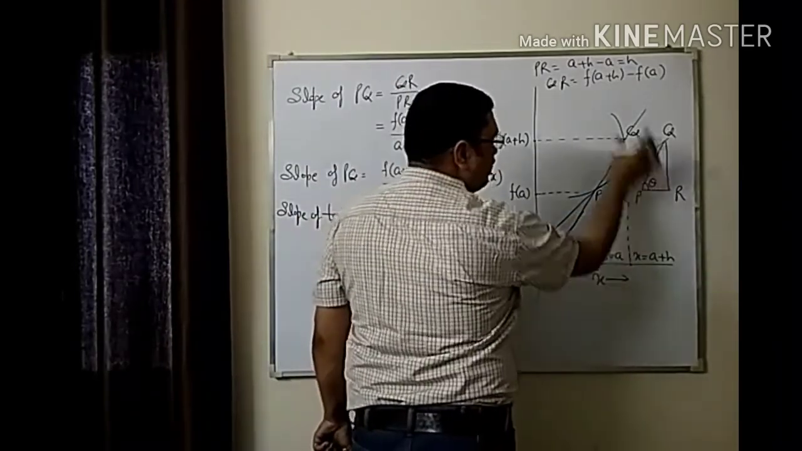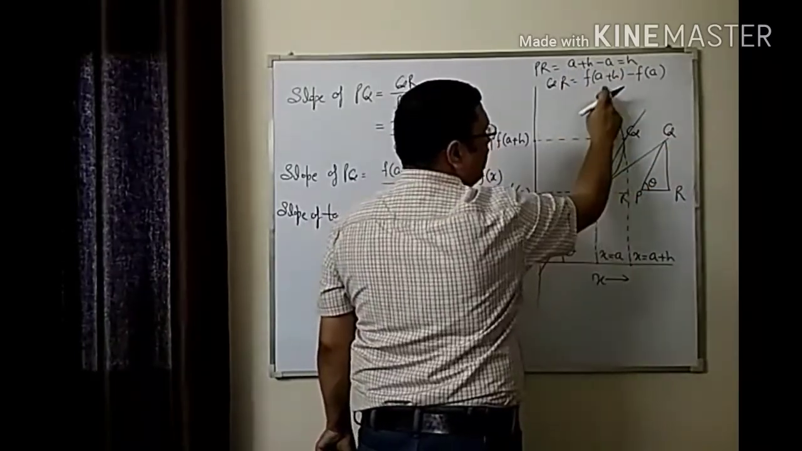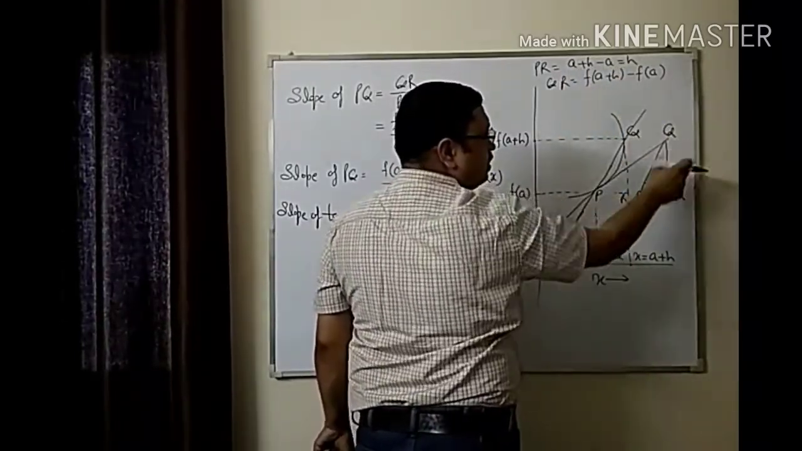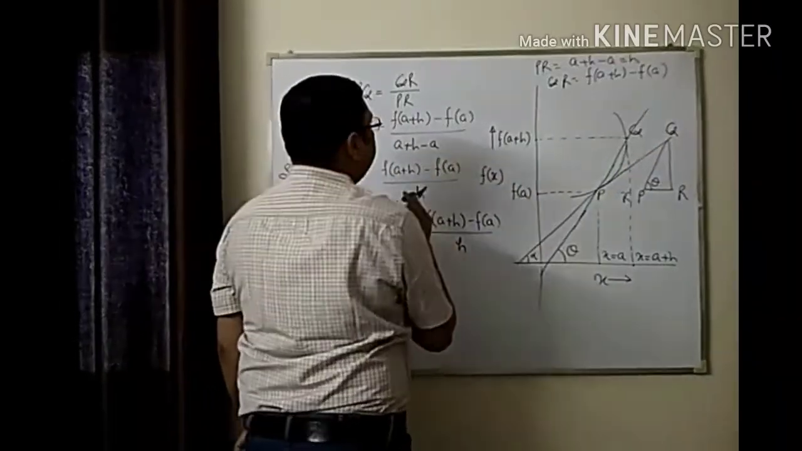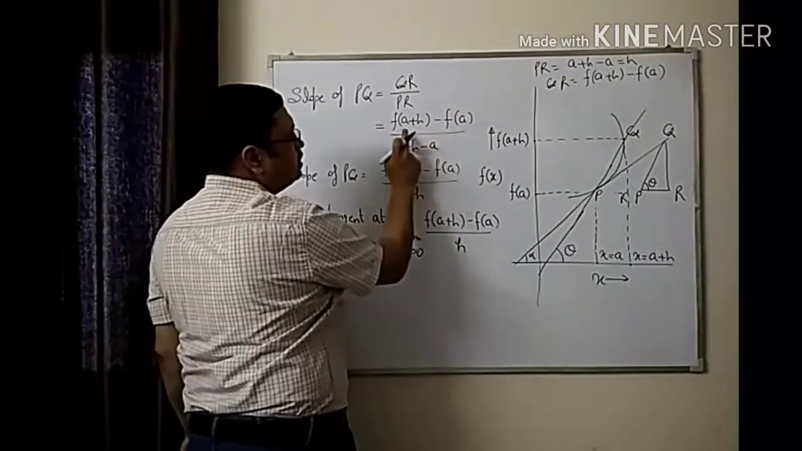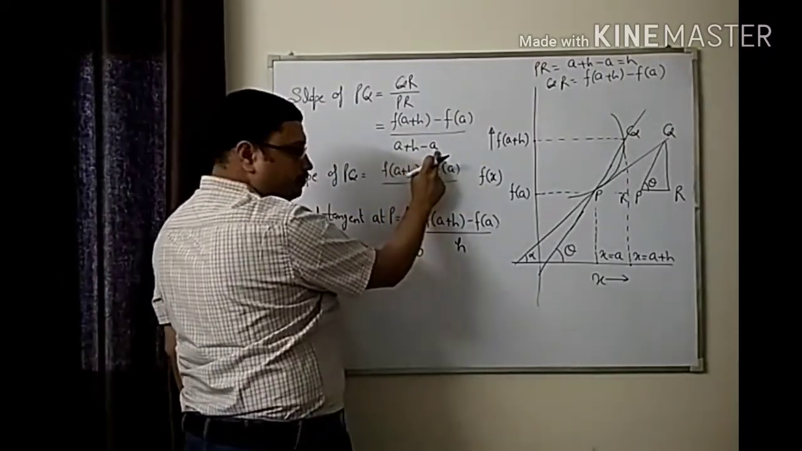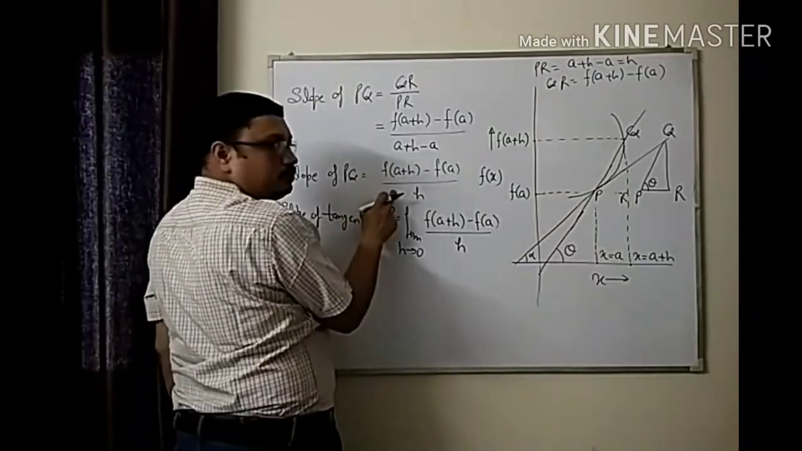the slope of line PQ will be calculated with the help of this triangle. This PR I have explained. PR is a+h minus a, that is h. QR is f(a+h) minus f(a). So we can calculate tan theta. This tan theta, or slope of PQ, is f(a+h) minus f(a) upon a+h minus a. So this was the slope of PQ.